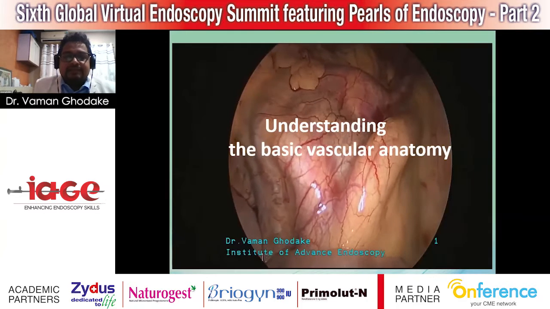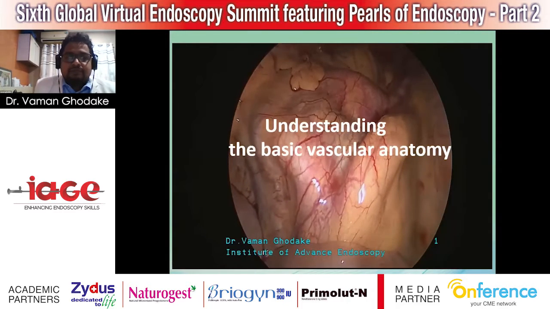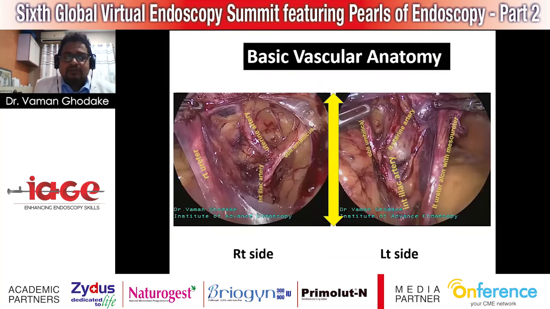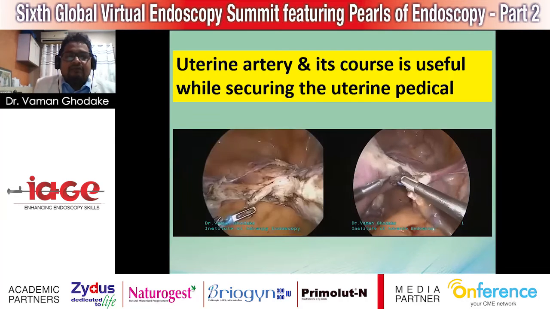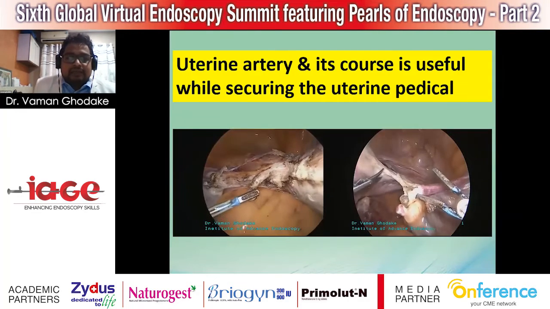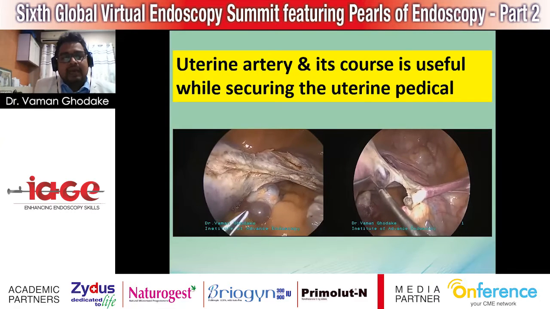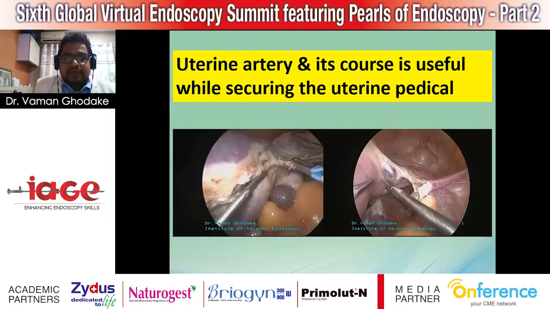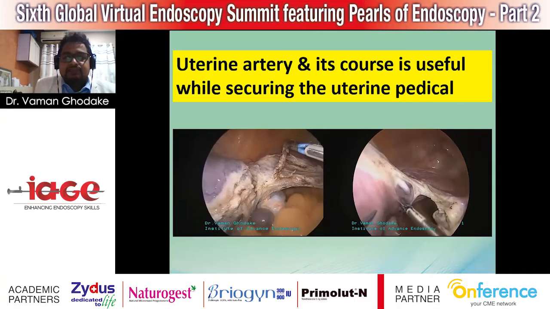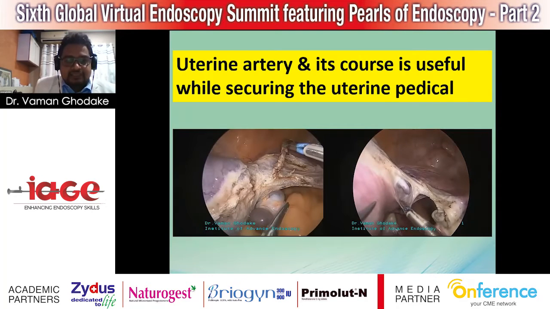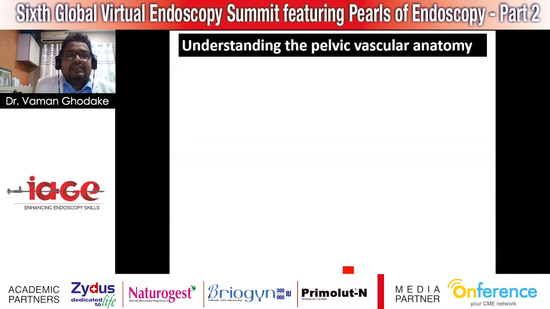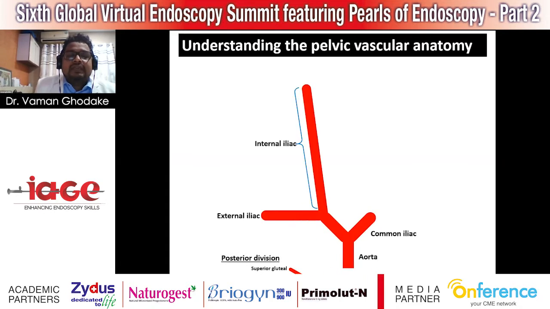Now, understanding the basic vascular anatomy. The basic vascular anatomy of importance is the internal iliac, the uterine artery, and the structure we deal with always is the ureter. We are always worried regarding the uterine artery. If you see in the left side video, the uterine artery is saved from the cornual end up to the uterine knuckle. And in the right side, with a single neck, you can expose the uterine artery and do the clean dissection. So we'll see a little bit of vascular anatomy.